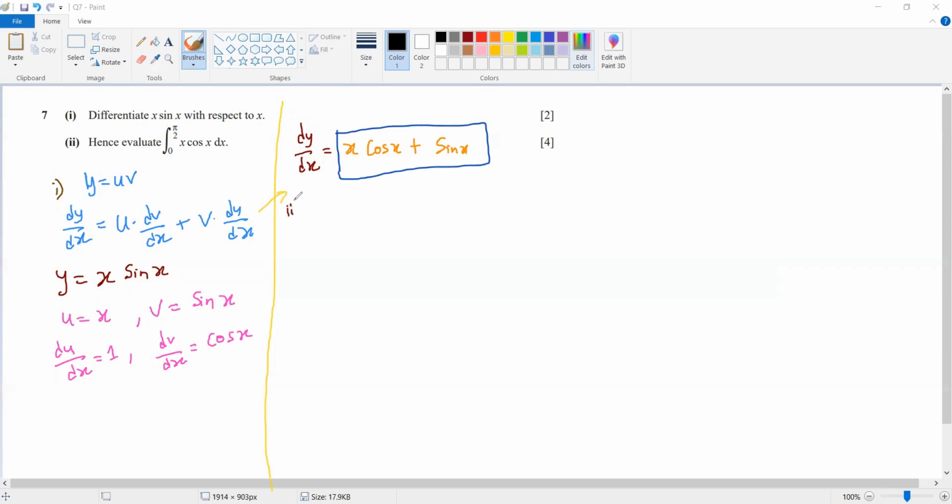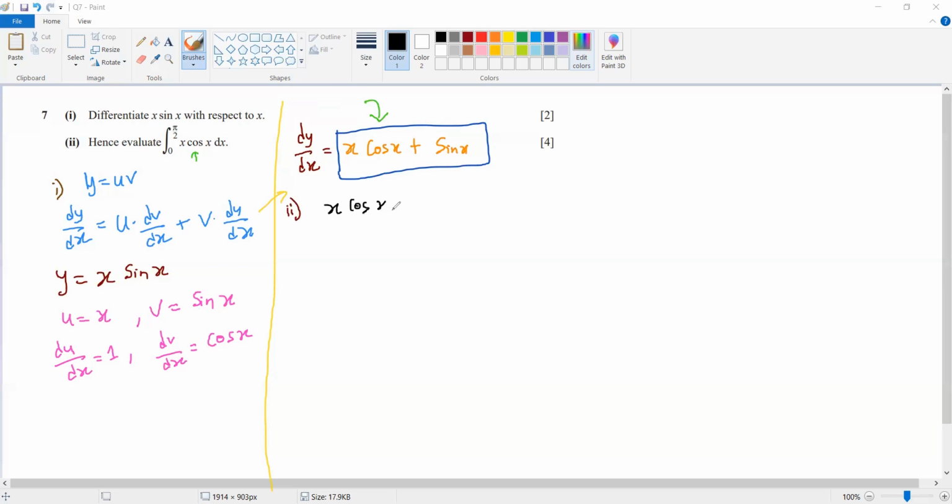For the second part, how we continue on this: hence evaluate the integral. If you notice carefully, their questions will be linked, even if they don't mention it. So you notice that the part here that we need to integrate is within that. Please take note. So before we do the integration, you may want to rewrite this first.